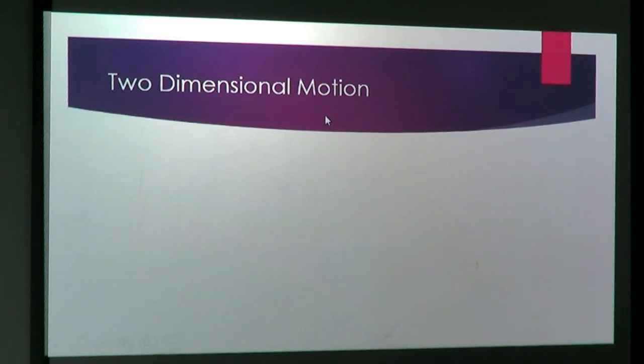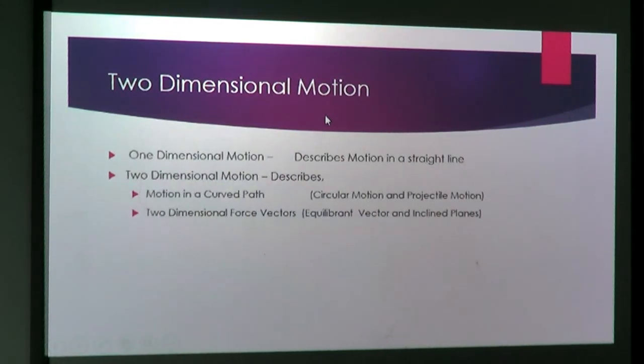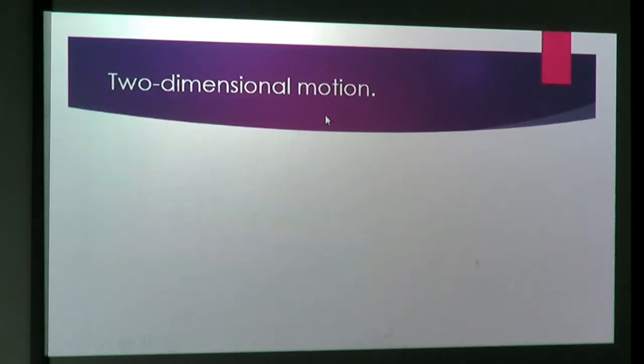A little bit, not so deep, but I'm going to review what one dimension is. I said back in the first 6 weeks that one dimension describes motion in a straight line. Two dimensions describe motion in a curved path, circular motion and projectile motion, and two-dimensional forces, vector equilibrium, and inclined planes. I believe what I showed you in class was an inclined plane. Yes or no? In the free body diagram, with a 90 degree angle? Yes or no? Yes. So I'm not going to talk too much about that. What I'm going to do is explain what we didn't see.